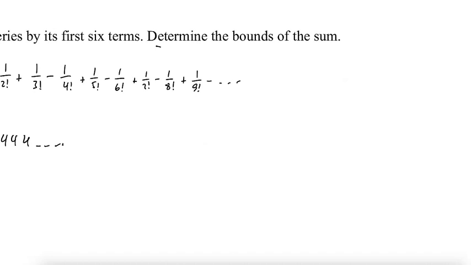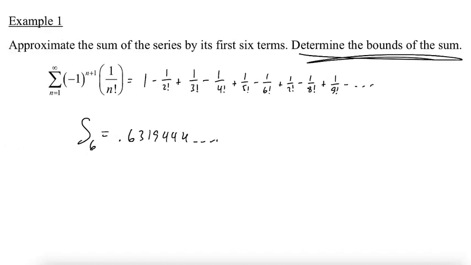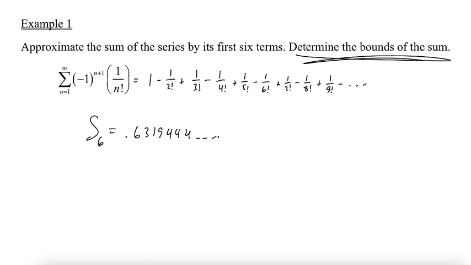Now, determine the bounds of the sum. Sometimes they say this, sometimes they don't. But if you're actually trying to approximate the sum, what we will do is also give a tolerance level. So if an architecture person comes to you as an engineer and says, hey, I need an estimate for this, you will also give them a tolerance level. So how much you could be off by in either direction.